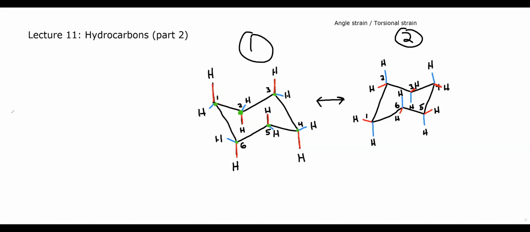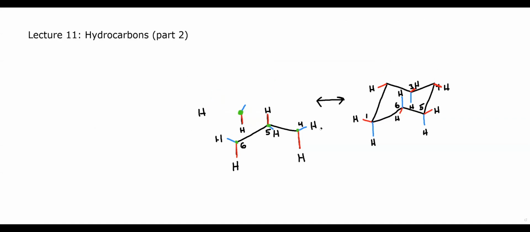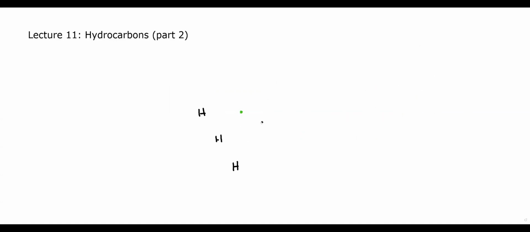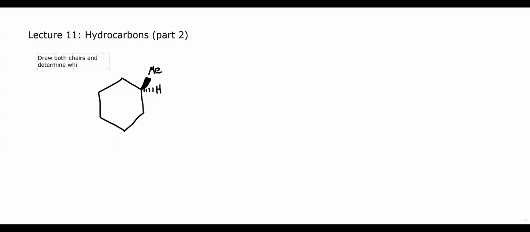Let me actually clear this out. And let's look at a molecule here. Let's draw... okay, so we will talk much more about stereochemistry, wedges and hashes in a future chapter. But for now, just for simplicity, let's take this molecule and let's draw it in 2 different chair conformations and determine which one is more stable. So let's draw both chairs. And determine which one is more stable.